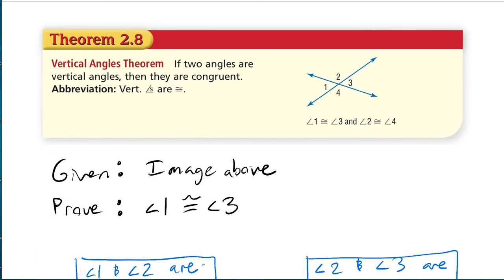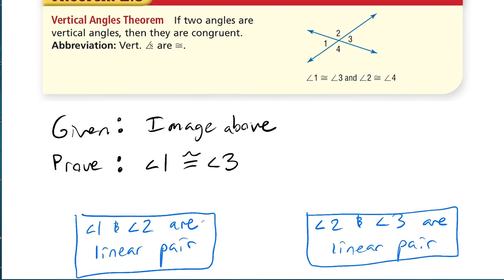All right, so here's the vertical angle theorem. Oh, this is where we're going to really build our first theorem that we're going to reuse. And we're actually going to use the previous stuff, okay? So just from the image, we know that the two are linear pairs. So I'm going to start from there.